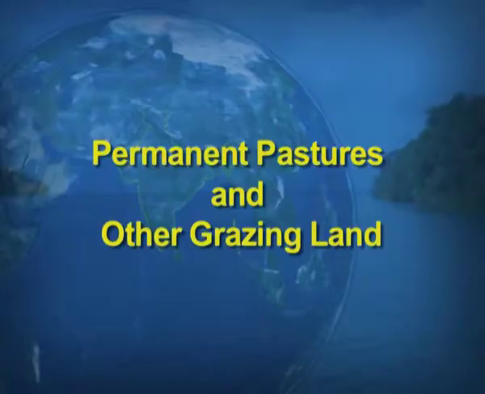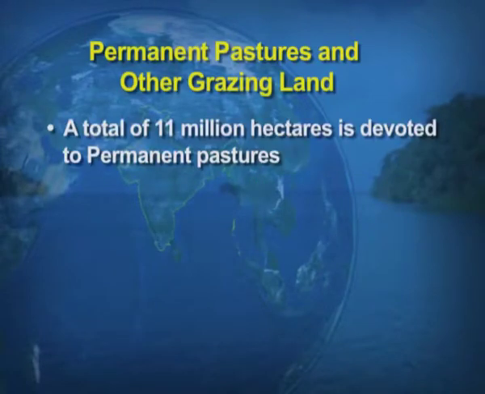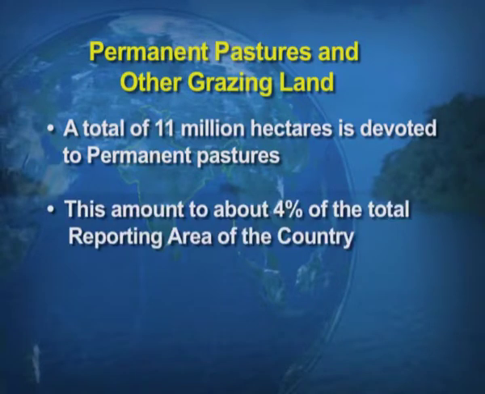The next category under land use is permanent pastures and other grazing land. A total of 11 million hectares is devoted to permanent pastures, and this amounts to 4% of the total reporting area of the country. And what is the reporting area? We have already discussed that all the land uses put together bring about the reporting area.